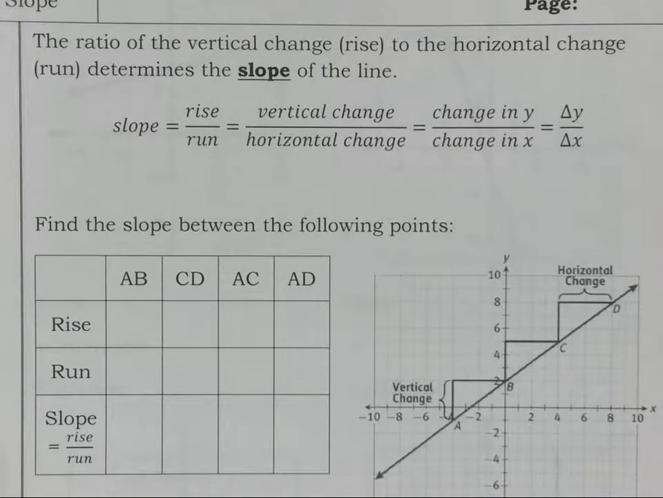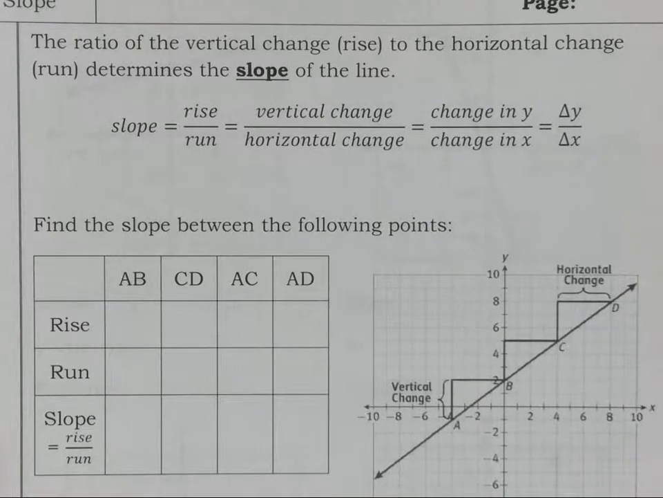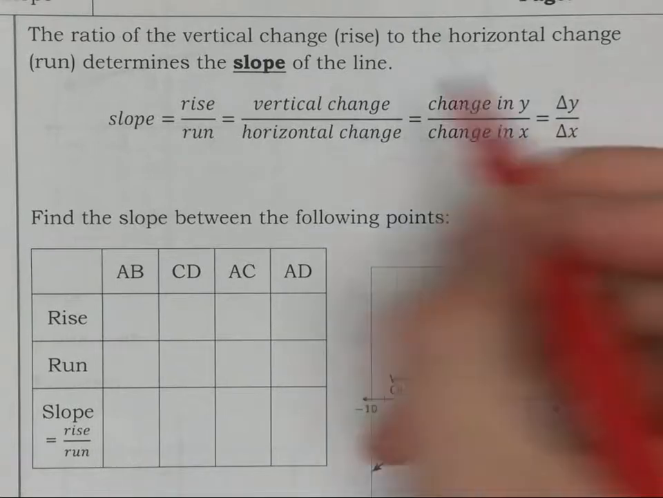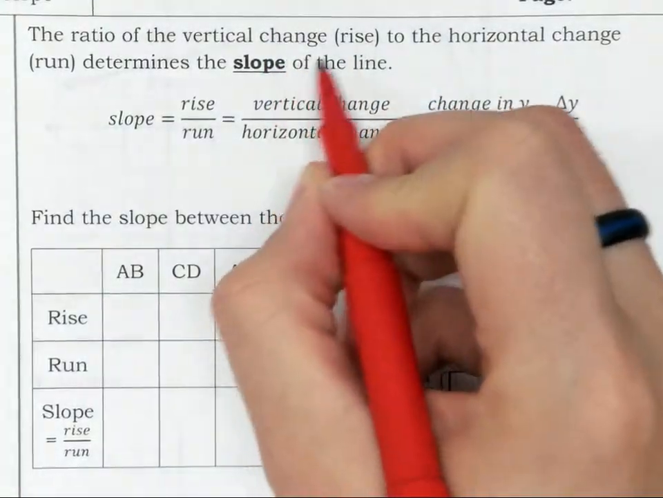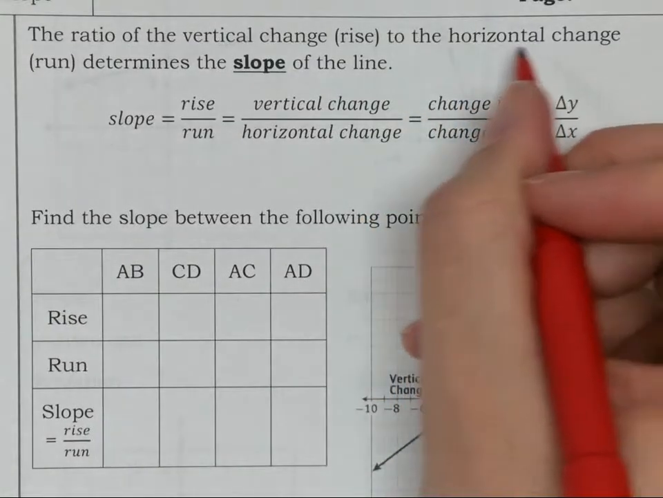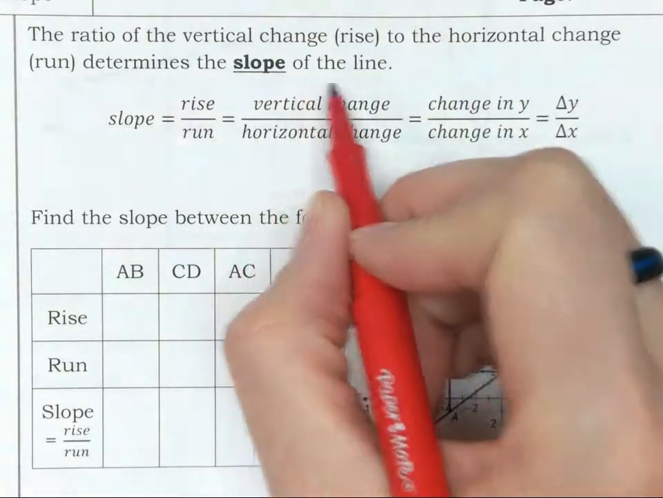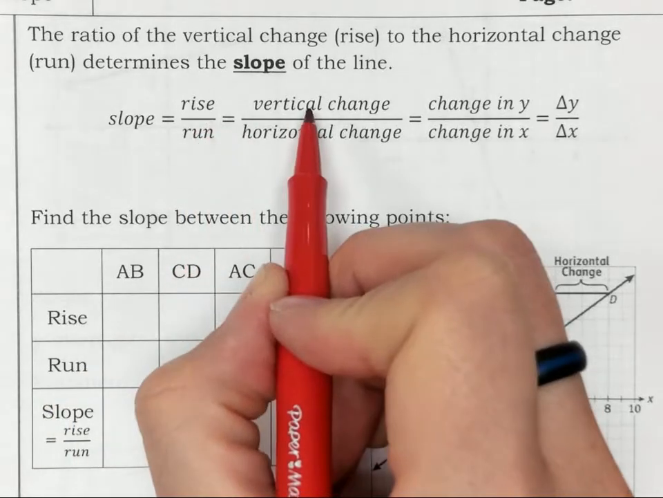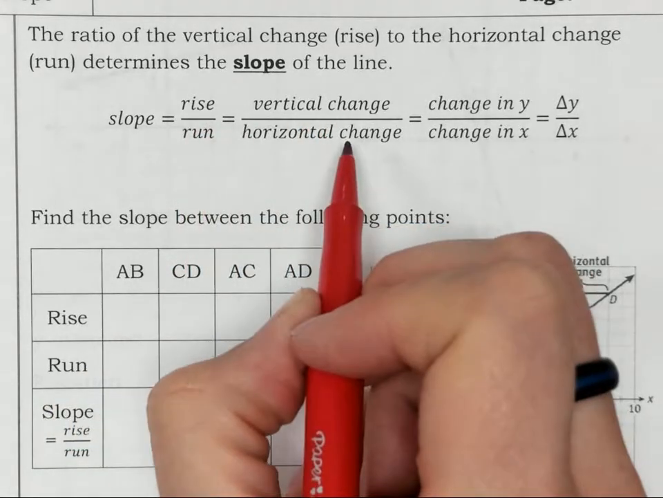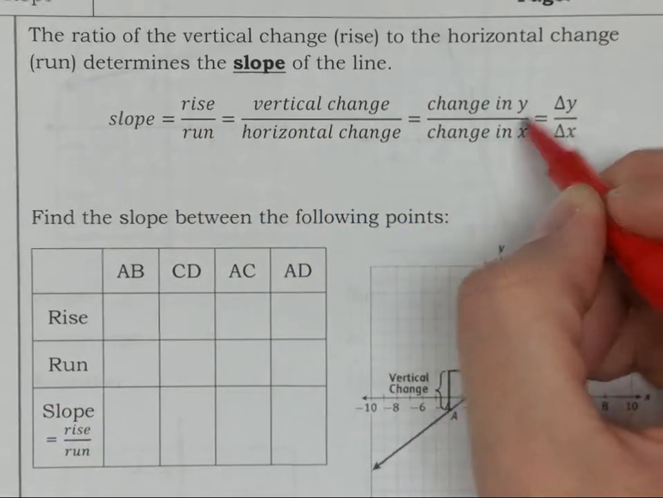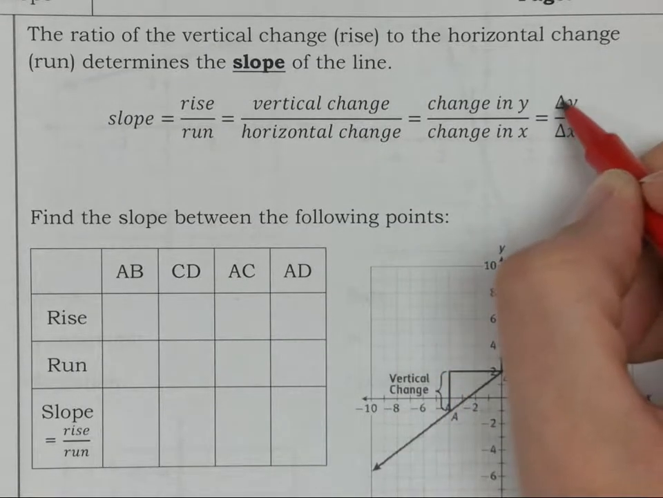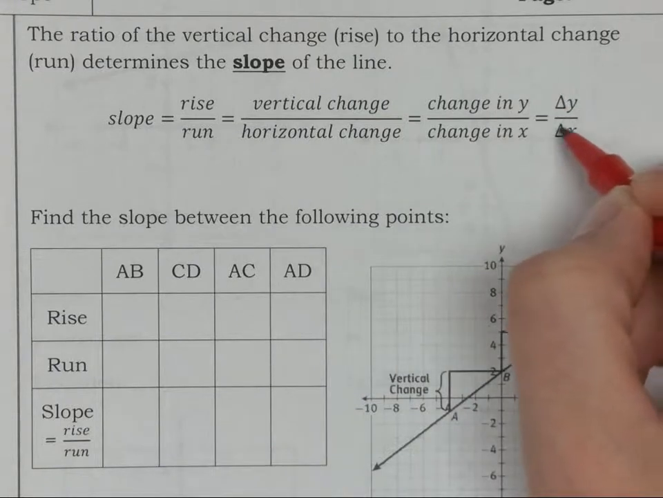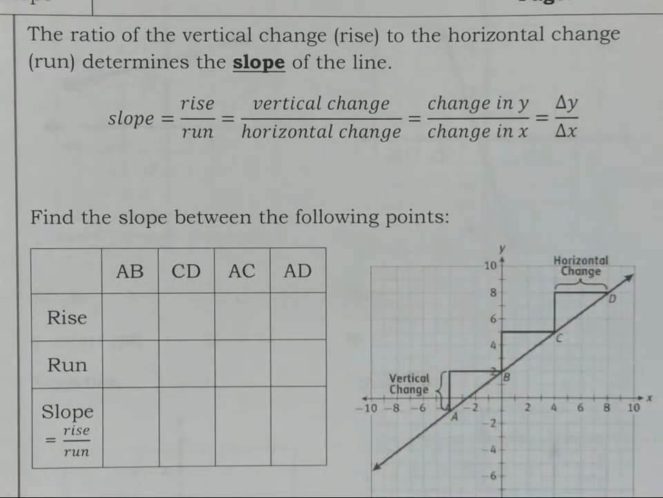All right, we're going to begin talking about slope, and some of this is going to be a review from last year. It says the ratio of the vertical change, which we call the rise because we're going up and down, to the horizontal change, the run, determines the slope of the line. And you can see slope as rise over run, or the vertical change over the horizontal change. We also say change in y over change in x, and that little triangle is called delta. Delta y means change in y divided by delta x, which is your change in x.